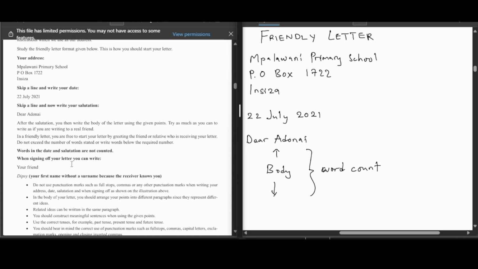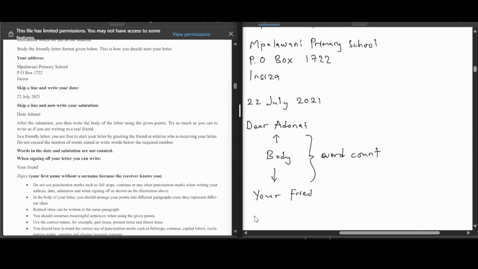When signing off your letter, you can write your friend, and then your name. So after we have done this, we have to sign off the letter. How? Just write your friend. Then you skip a line, Tapiwa. But you should also make sure that your first name should be without a surname, since your friend already knows who you are.